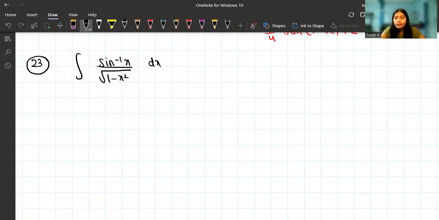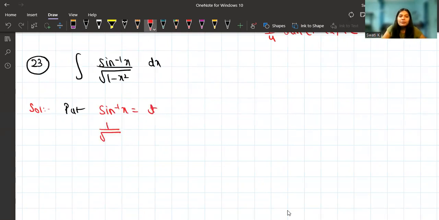Now this is also very simple because we know that the derivative of sine inverse x is 1 upon root over 1 minus x squared. So simply you are going to put here, let's start with the solution. Simply put sine inverse x to be t. So what is the derivative of sine inverse x? It is 1 upon root over 1 minus x squared.